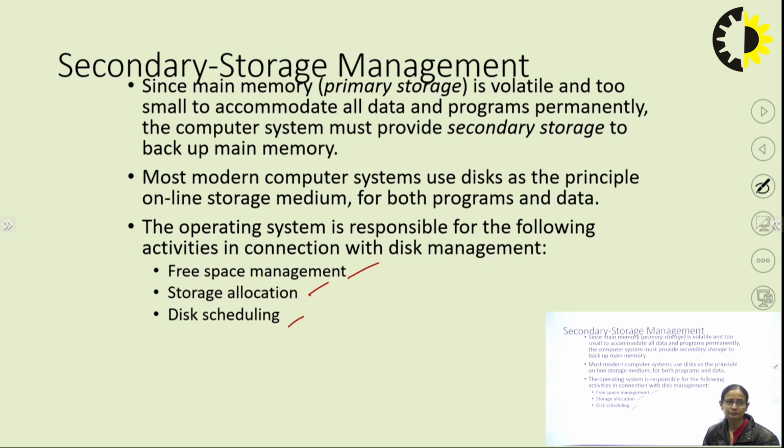That is, in the disk, in your hard drive, wherever free space is available, the OS maintains a list of all these free locations. If we have multiple files to be saved, or multiple files waiting to be allocated space on the hard drive, then how the allocation is done is also looked after by this module. And disk scheduling is another set of scheduling algorithms which are implemented under the secondary storage management module.